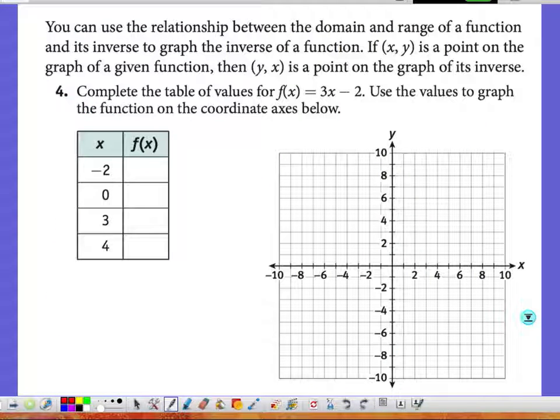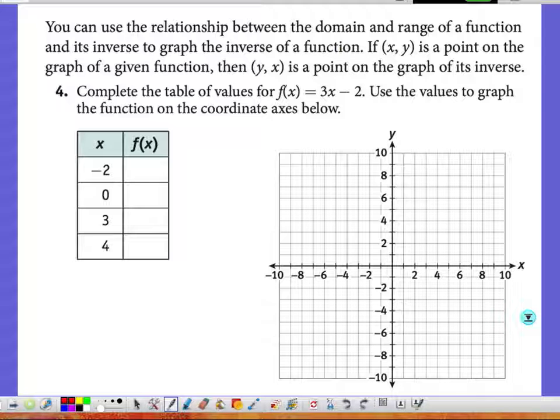Let's continue on. You can use the relationship between the domain and range of a function and its inverse to graph the inverse of a function. If the ordered pair (x, y) is a point on the graph of a given function, then the ordered pair (y, x) is a point on the graph of its inverse.